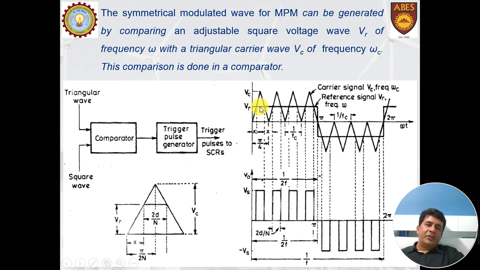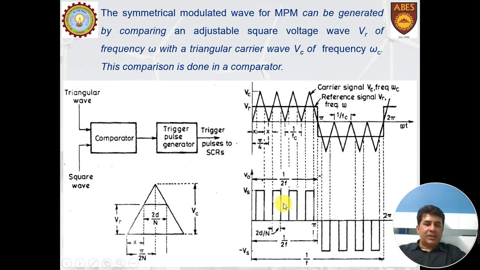So at every intersection point, we trigger and commutate the thyristor. Trigger, commutate, trigger, commutate, and so on. So by doing this, we get multiple pulses at the output.